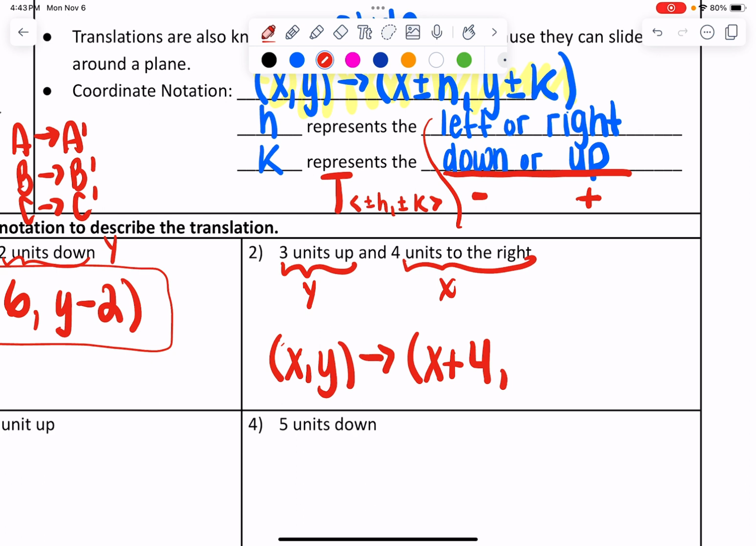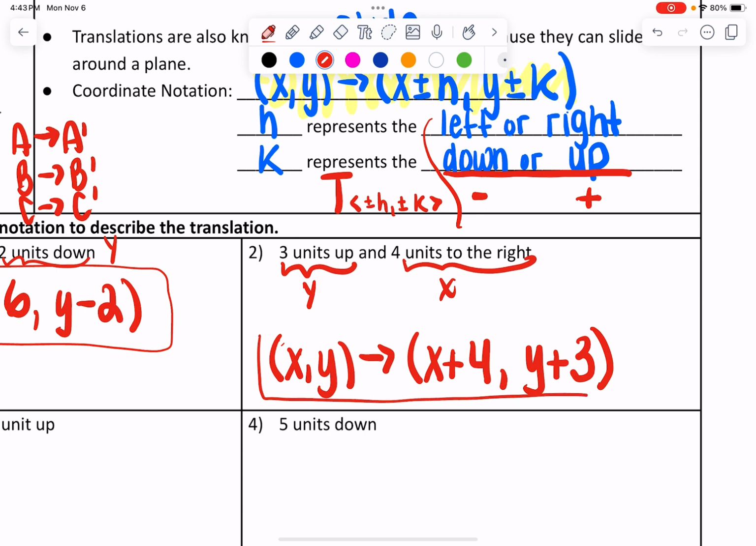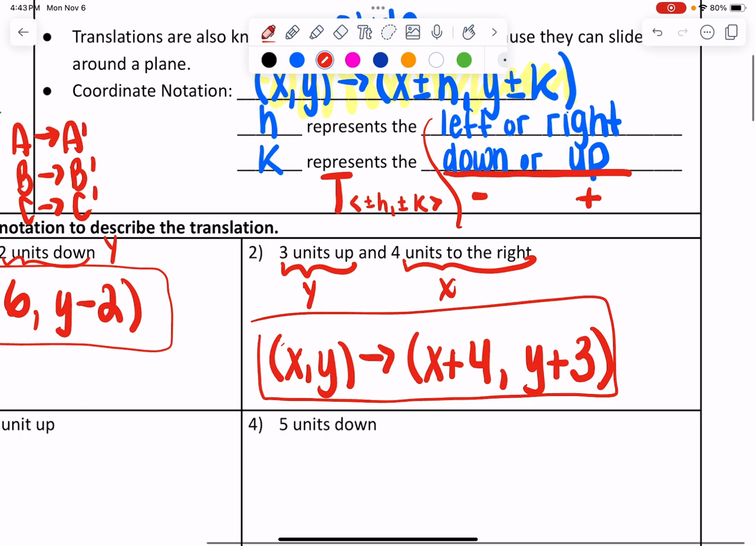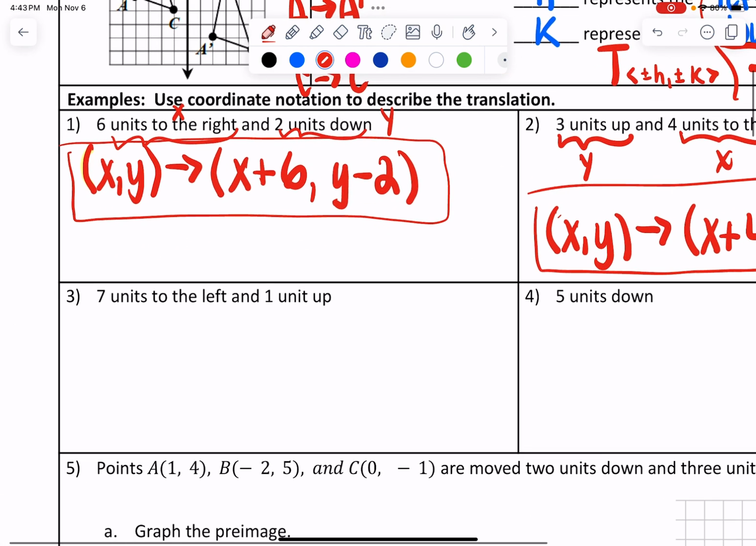And then finally, you're going to have y plus 3 since it's up 3. And that's your answer. Let's have you guys try number 3. So pause this video and try number 3.